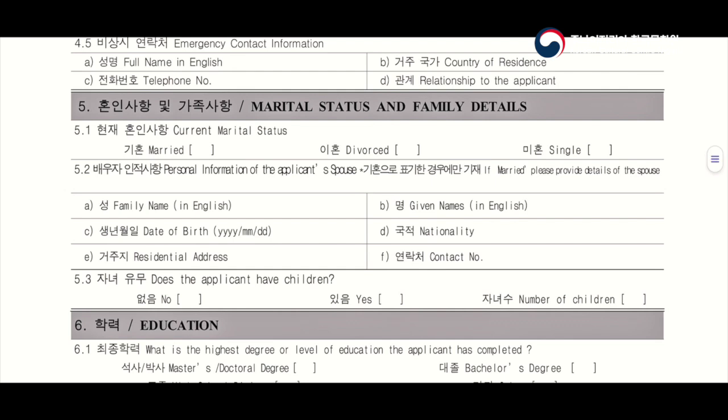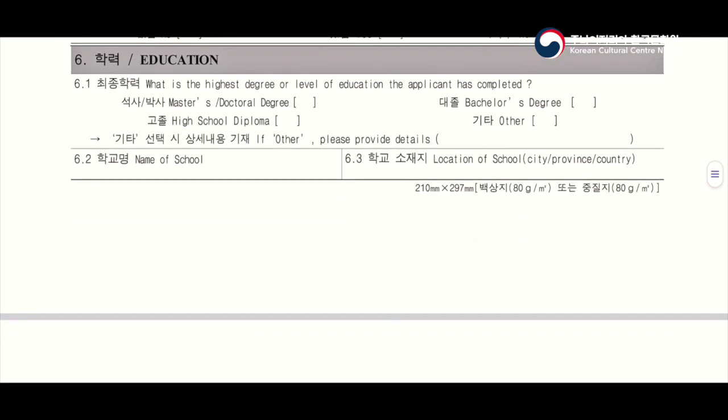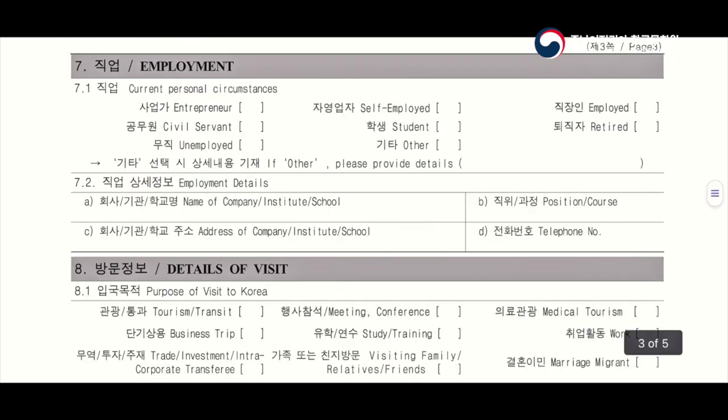The next step is the education. For the education, you have to provide your highest degree or level of education, which is the master's or doctoral degree, your bachelor's degree, high school diploma, and others. If you have other certificates, you can indicate. So the name of the school and the location of your school. These are very important for the education.